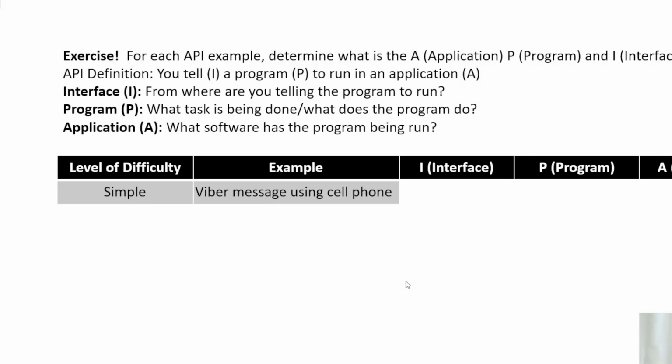Okay, so what is the interface in Viber messaging? From where am I messaging? From my cell phone, or if you want to get more specific, from the Viber cell phone app. Either answer is correct. What program is being run? What task is being done? Messaging, that's the task being done. And where is this program located? Who maintains this program? Viber. Viber writes the program, maintains it. Okay, let's go to the next example.